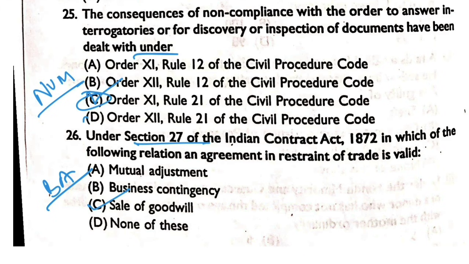Question 26 says, under section 27 of Indian Contract Act, in which of the following relations is an agreement in restraint of trade valid? So section 27 says sale of goodwill. In that case, an agreement in restraint of trade is valid if you've sold your goodwill to someone else. So if you've read the Bare Act, you should know that.